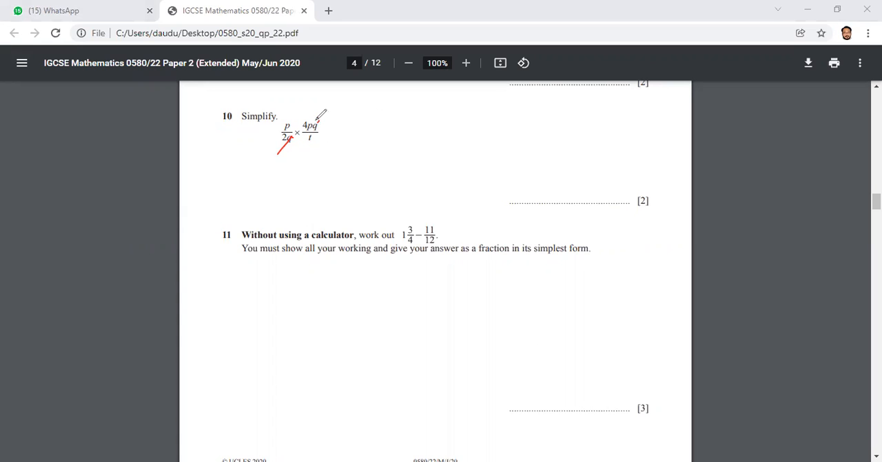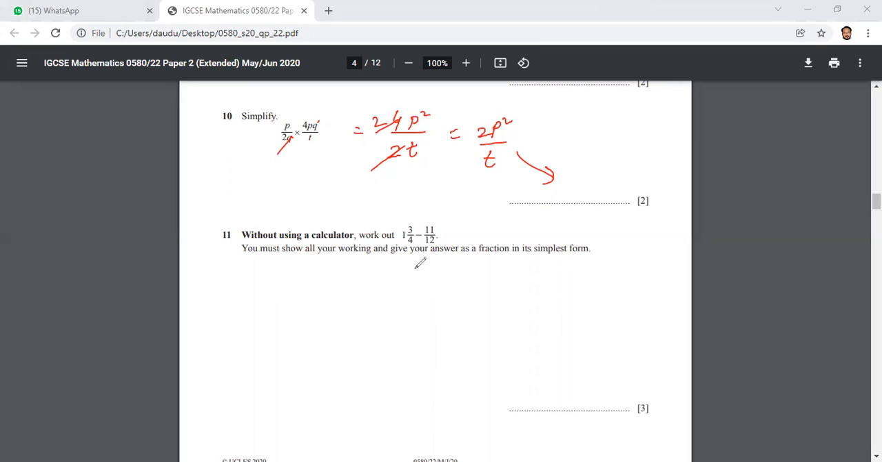So 2 multiplied by 2 gives us 4, but let me write it first. We have 4. Now P and P, that means P squared over 2P, and still we can simplify more. So it is P over 2, P squared over 2P simplifies. That is the answer.